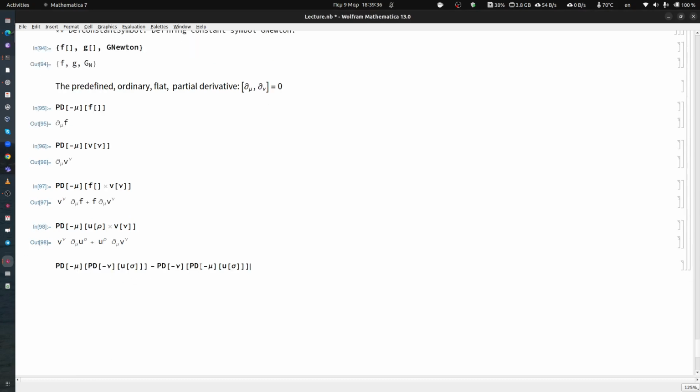I have promised you that the action of the derivative operator PD commutes. So I'm writing here an expression where d nu and d mu are compared when acting on a vector. You see that this does not evaluate to 0 unless we apply the function to canonical. And then we see that this action is commutative.